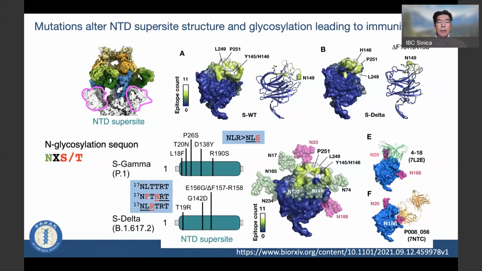Furthermore, the Delta variant has a T19R mutation that removes the N-glycosylation sequence for residue position 17 because of the requirement of NXS or T. So we believe this additional effect of changing the glycosylation pattern is important for the immunity escape for the Delta variant.